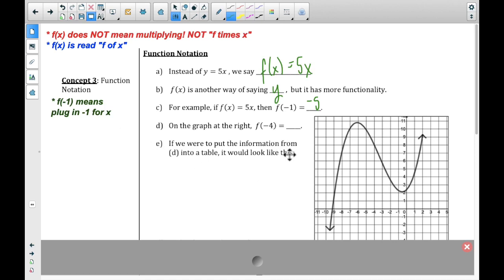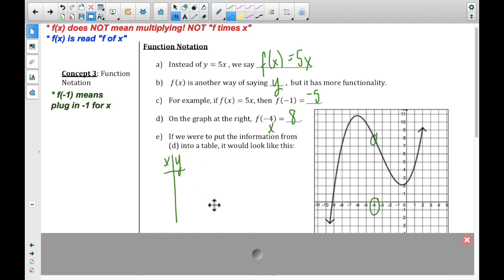Now f of x can also be used on a graph. So f of negative 4, well, remember that it's f of x. So that means our negative 4 is our x value. So here's negative 4 on my x's. And so where is the function at that point? Well, it's up here at 8. So f of negative 4 is equal to 8.